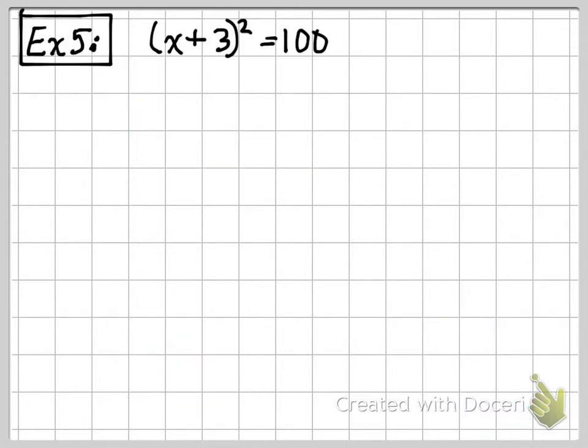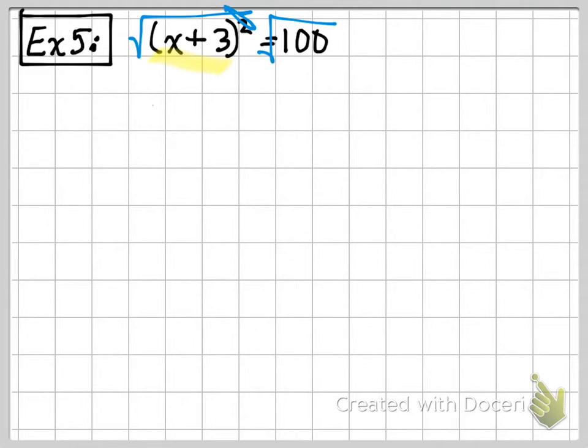Now this next example looks a little bit different. We have the quantity x plus 3 squared is equal to 100, but it works exactly the same way as these last couple examples because we have something being squared here. The thing that's being squared is this entire x plus 3, but whenever we have something being squared, we can always square root to undo it. So I can square root here and square root on the right hand side as well, and the square root will cancel with the squared, just like it did in the previous examples.